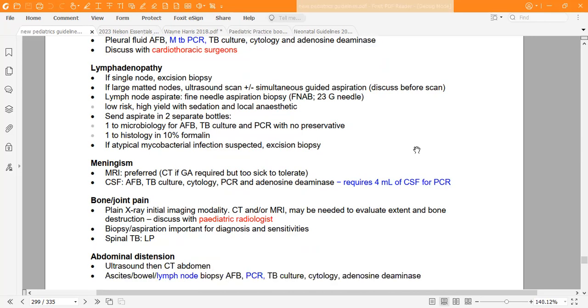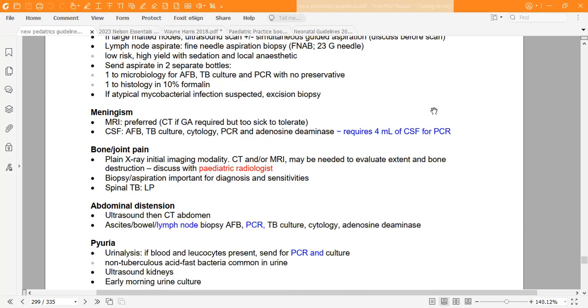Okay, meningism. What if I have a patient presented with meningeal TB, meningitis? First of all, I will ask for MRI, preferred. CT if general anesthesia required, but too sick to tolerate. Okay, so MRI is the best. We may ask for CT if general anesthesia required, but too sick to tolerate.